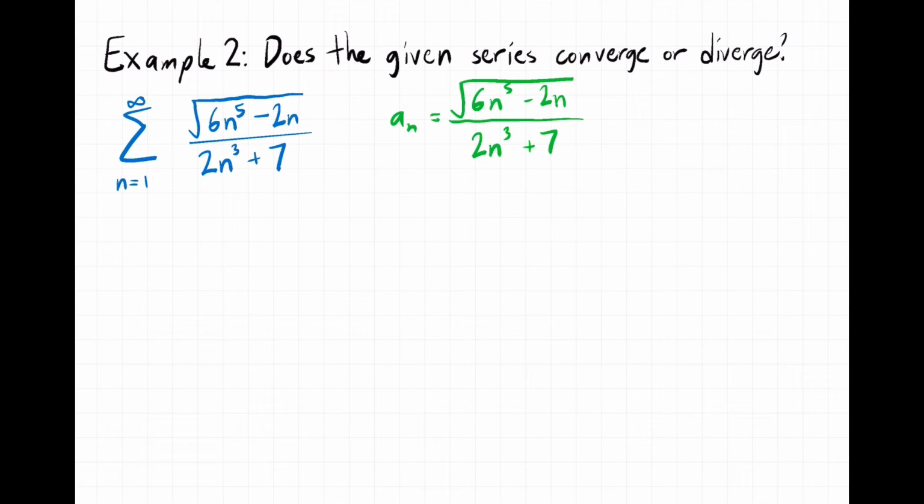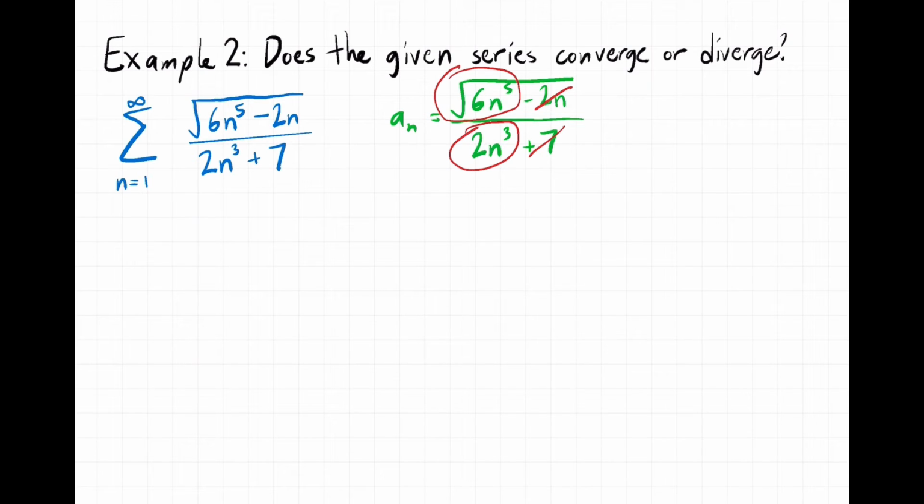Let's start by just sort of lopping off some of the slower growing portions of this expression and see what we get. So I got 6n to the 5th. If I subtract 2n from that, that's not going to grow as fast as n goes to infinity. So the 6n to the 5th is more important. Now, that square root is still important. And on the bottom, that plus 7 is not that important, but the 2n cubed is important.